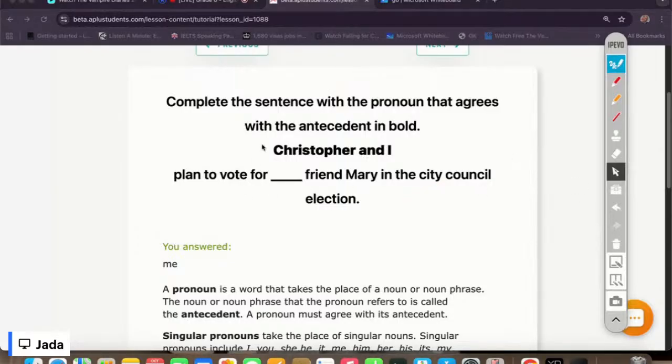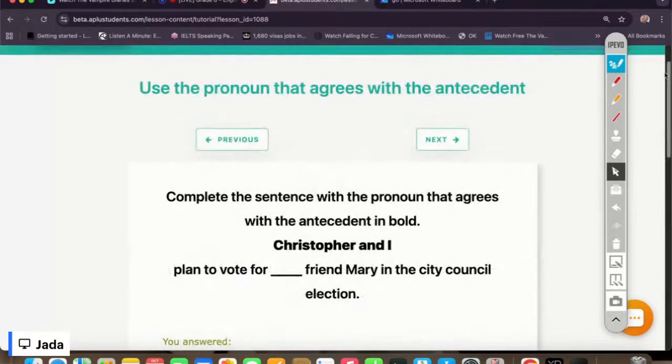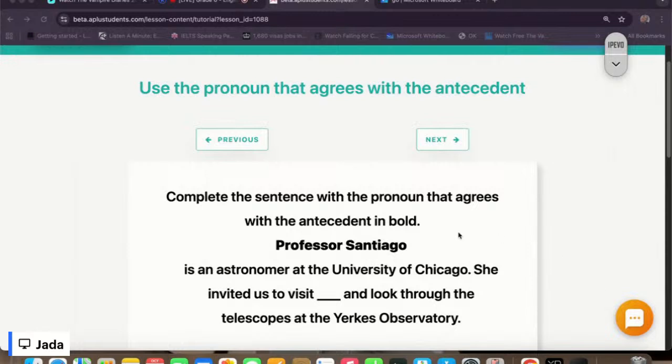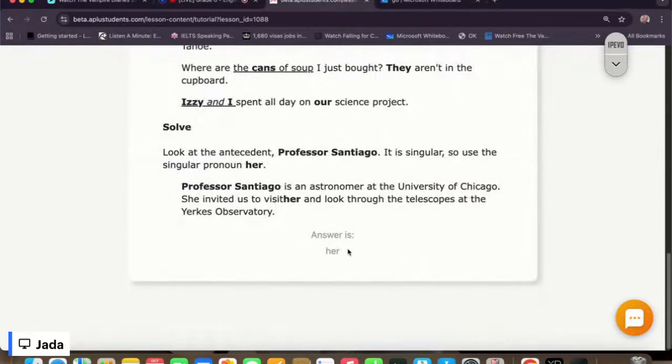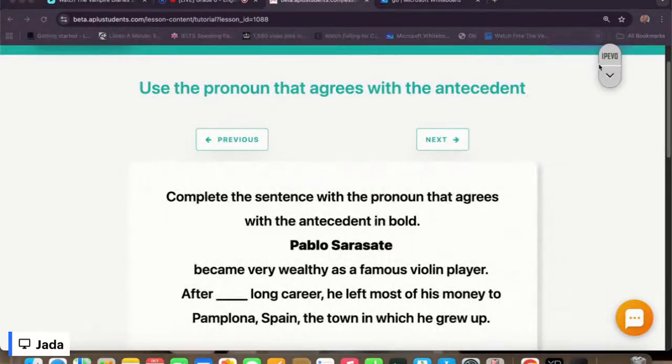Okay. So complete the sentence with the pronoun that agrees with the antecedent in bold. Christopher and I plan to vote for our friend Mary in the city council election. So Christopher and I is what? Plural. Professor Santiago is an astronomer at the University of Chicago. She invited us to visit her and look through the telescope at the Yerkes Observatory. So her. Of course, singular, and she's referred to as a female. So it goes with her, okay?